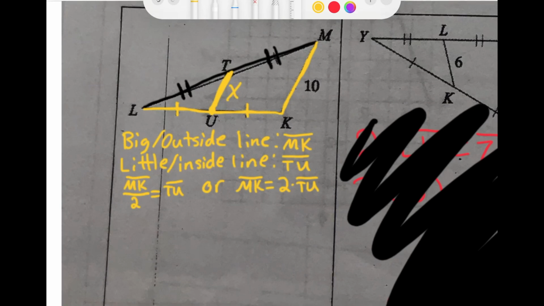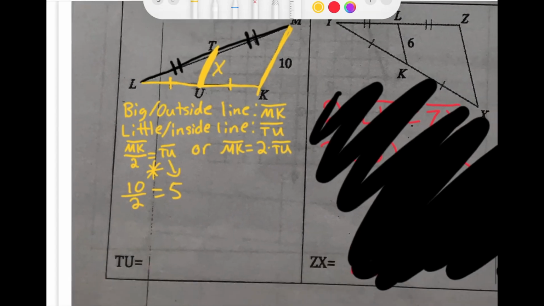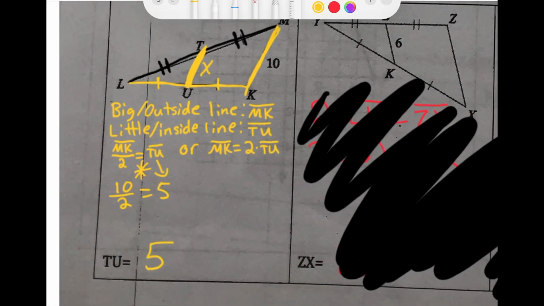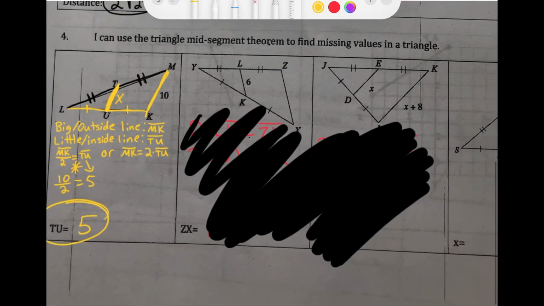I like to take the information that is given and try to determine from that. So in this case, we know our biggest length, so we want to find TU. So I'm actually going to use this one where we're dividing our biggest, or our outside line, by 2 to find our smallest one. So we're going to do 10 divided by 2 gives us 5. So that is going to be our measurement for TU. So let's do another one.